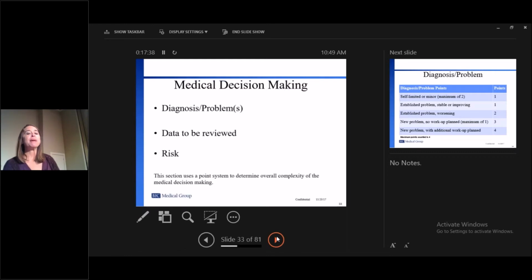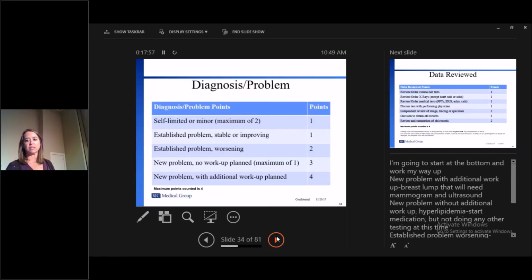So for medical decision making, there's 3 parts that are looked at for it. We're looking at what are your diagnoses and problems, what was the data that you reviewed, and what is the risk of the patient. This section uses a point system to determine overall complexity of the medical decision making. So I'm going to start first with the diagnosis and problems. So I'm going to first start going from the bottom and work my way up.